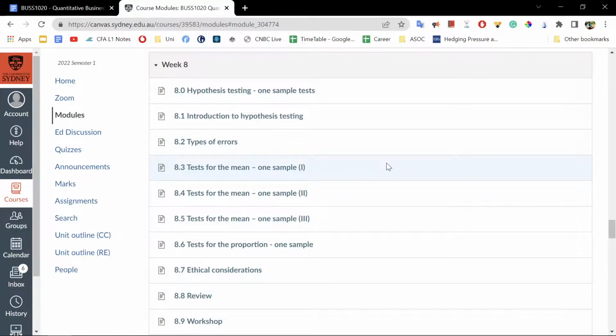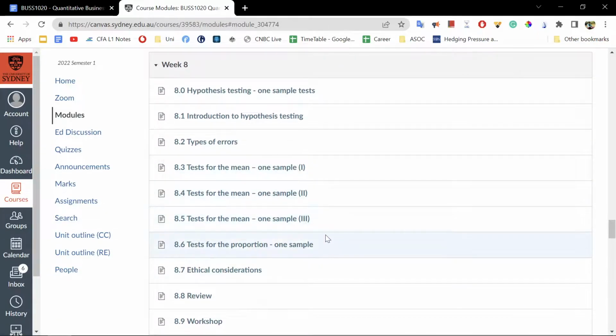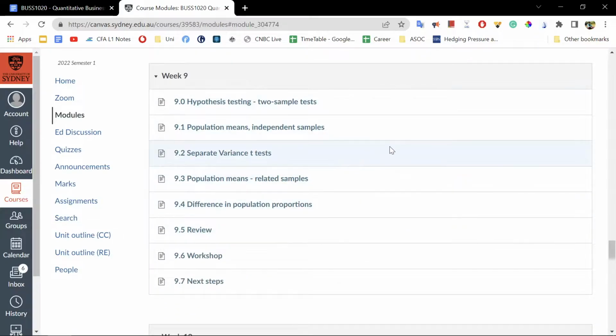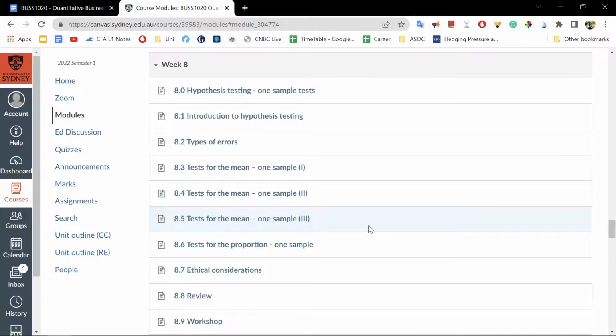Test for the mean, one sample. And week 8 is test for the mean for one sample. We also want hypothesis testing for the proportions, also for one sample, ethical considerations, and the workshop. In week 9, we're going to be talking about two sample tests for hypothesis testing. So it's quite critical and imperative that you understand the concepts and pick up the concepts for hypothesis testing from week 8.